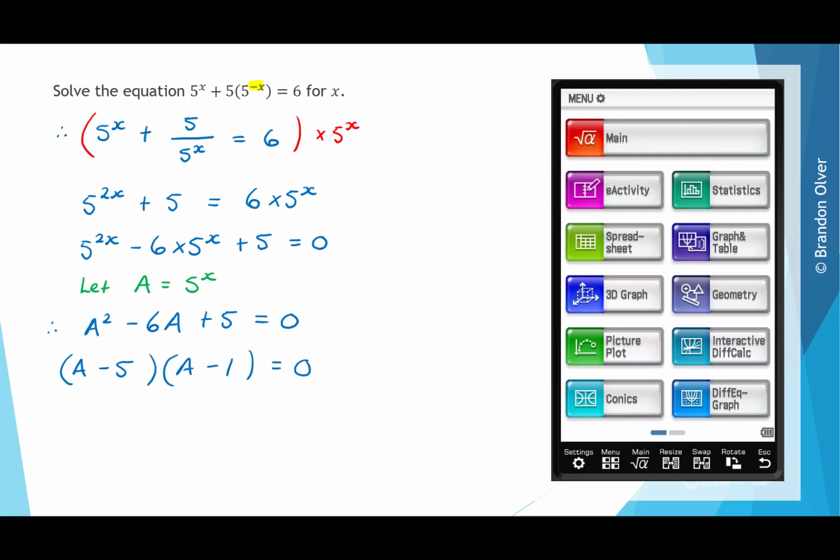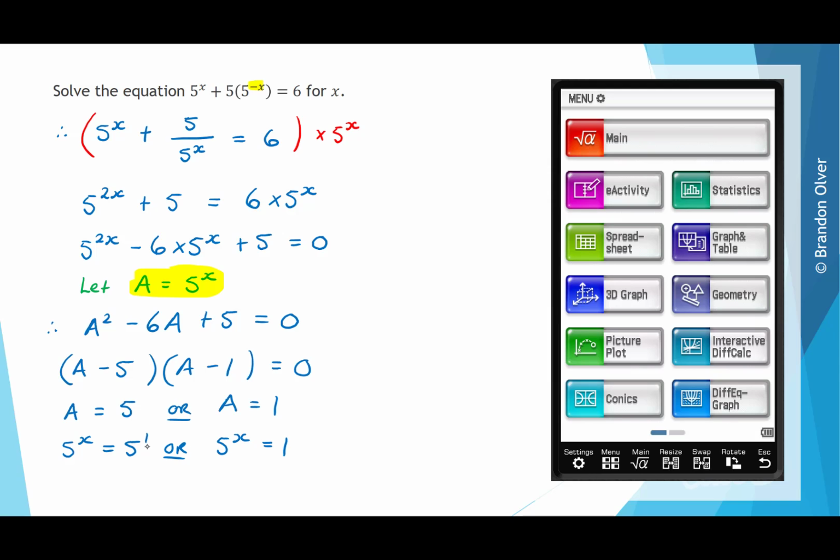So using the null factor law, we can say that a could equal 5, because a minus 5 could equal 0, or a minus 1 could equal 0, therefore a equals 1. However, we know that a is simply 5 to the power of x, so we can substitute that back in, and we find that 5 to the power of x is equal to 5, or we have 5 to the power of x is equal to 1.